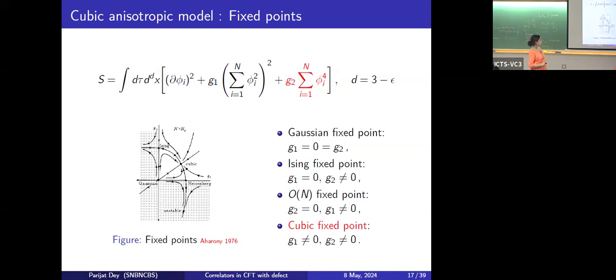And one can calculate the values of the fixed points using this Wilsonian dimensional regularization approach, and it turns out that the fixed point values start at order epsilon. Why I'm mentioning this will probably become clear in a couple of slides. Throughout the talk, we will only be interested in this cubic fixed point, where we turn on both G1 and G2.